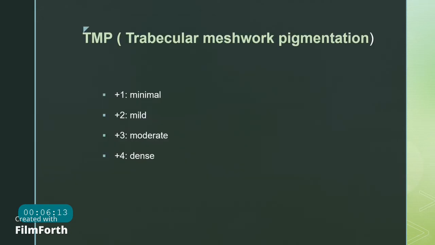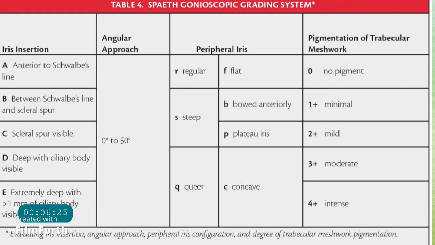Then finally, we have the pigmentation of the trabecular meshwork, which is again represented by minimal, mild, moderate and severe. And subsequently, the numbers are given as plus 1, plus 2, plus 3 and plus 4.